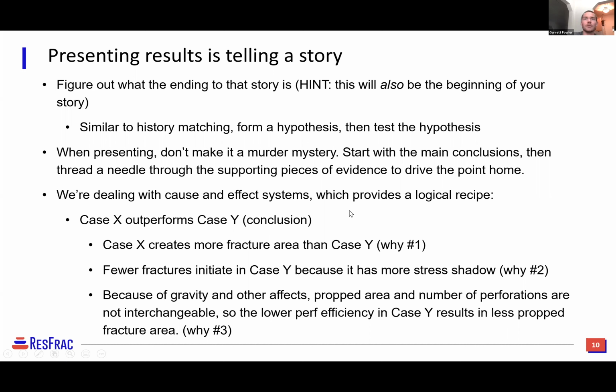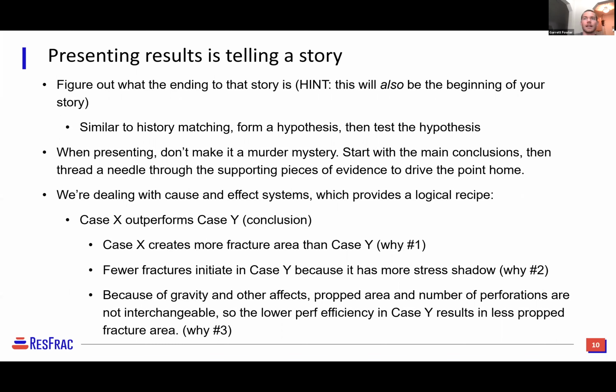And the nice thing about physical models is that they're cause and effect systems. So in a simulation, we should always be able to dissect and explain why we are getting a result. As in the example that I started with, if case X is outperforming case Y, that is your conclusion. Maybe it's a design decision you are supporting, that decision X is better than decision Y. And then you support that conclusion by coming up with successively more detailed whys.